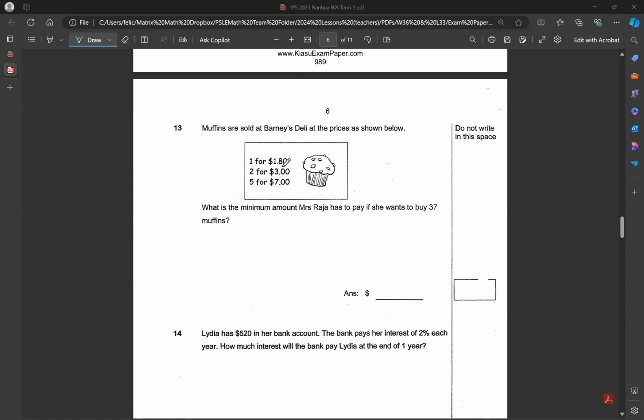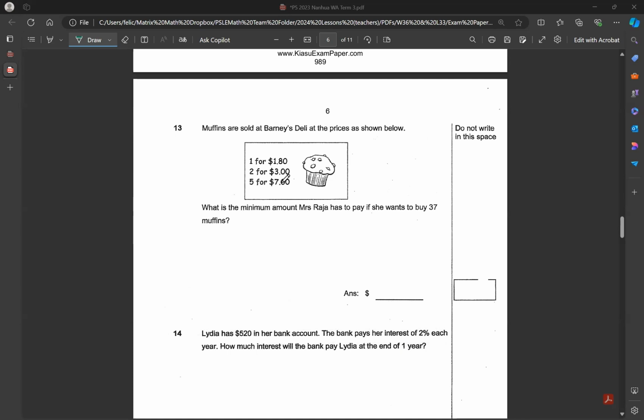If you buy 1, you pay $1.80. But if you buy 2, you pay $3. If you buy 5, you pay $7. Okay, so if you think about it, such pricings are very common, and usually when they offer 3 pricings like that, it means that the last one, the one where you buy the most muffins, will be the most worth your money. Why do I say that?